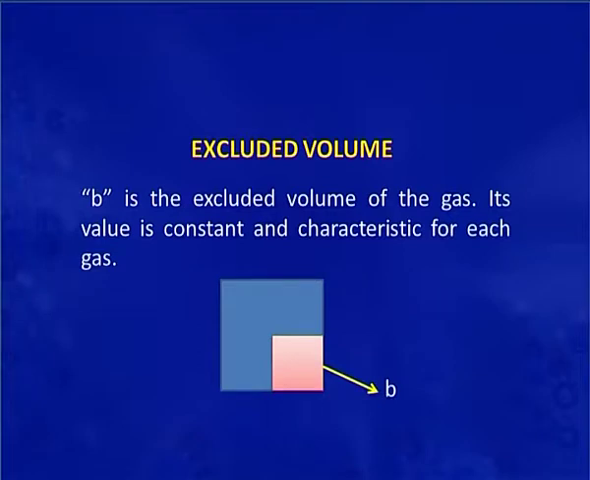Let us start with excluded volume. If you remember, I told you in the last lecture that b is the effective volume of the gas molecule. Its value is constant and it is characteristic for each gas. Now, we will derive that the excluded volume is not equal to the actual volume of gas molecules, but it is 4 times the actual volume of the gas molecules.